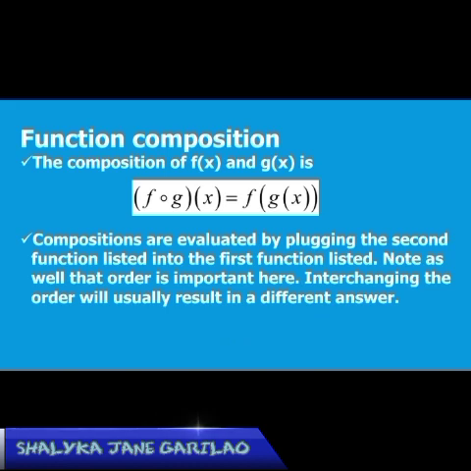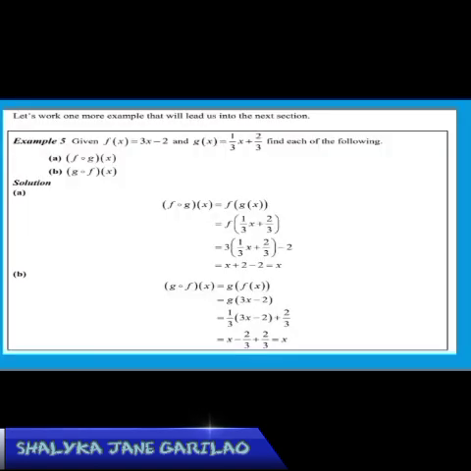The composition of f of x and g of x is f composition g of x equals f of g of x. Compositions are evaluated by plugging the second function listed into the first function listed. Note as well that order is important here. Interchanging the order will usually result in a different answer.